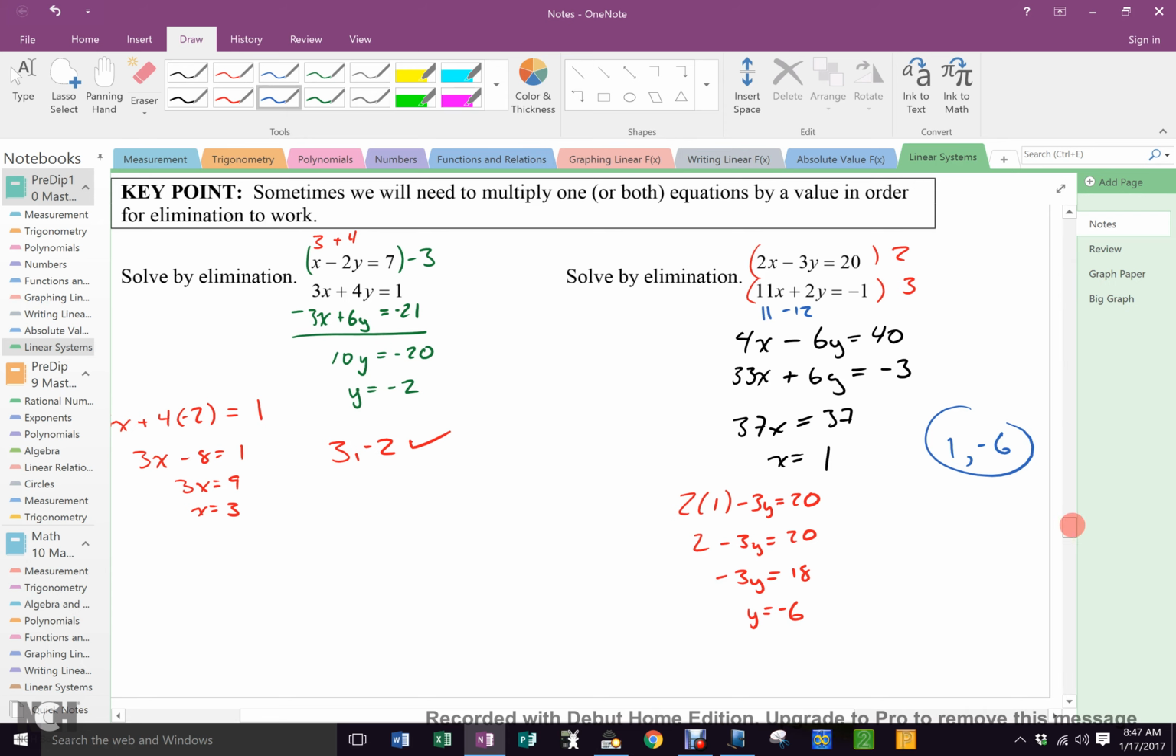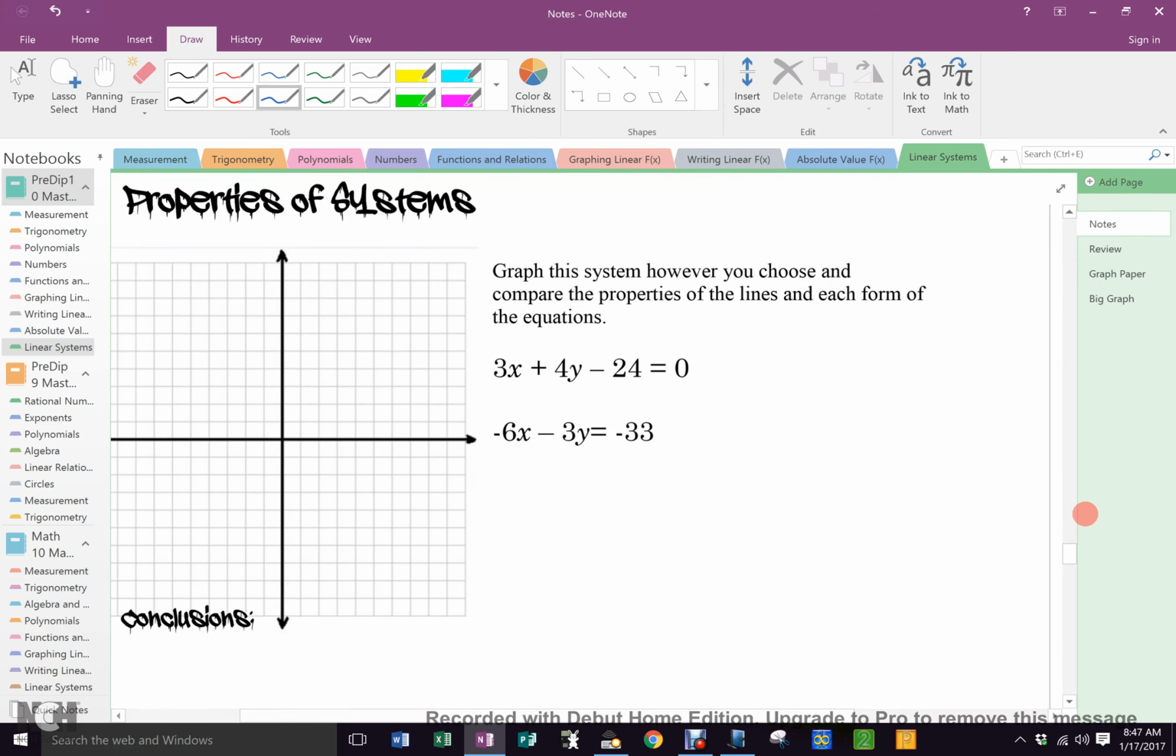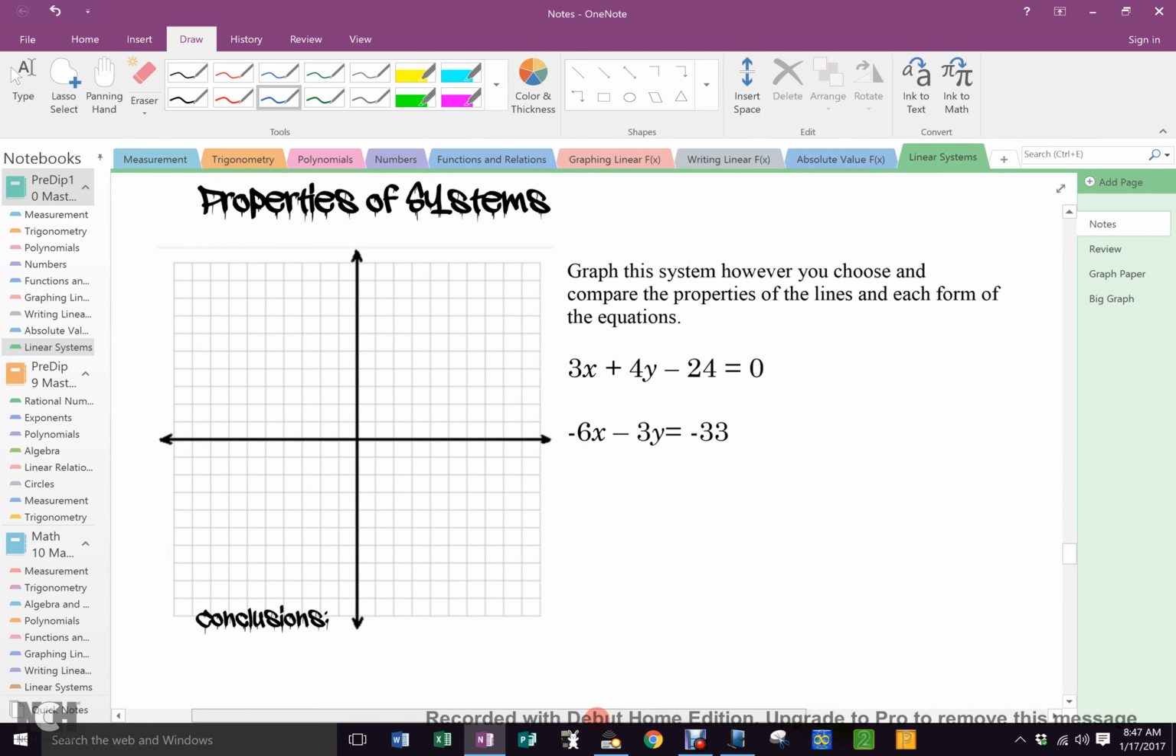Turn your page over, please. This takes 5 minutes, then we'll be done. If I was going to graph that, what methods could I use? Could I do a table of values? Could I do slope-intercept form? Could I do x and y intercepts? Does it matter which one I use? No. I, of course, am going to use slope-intercept form.